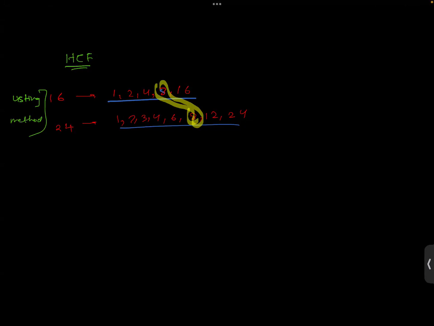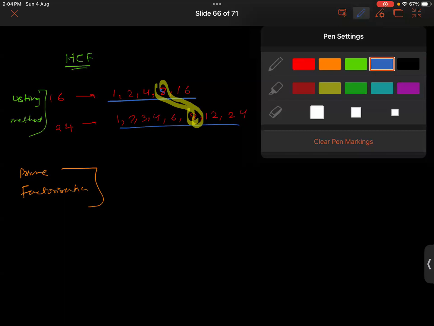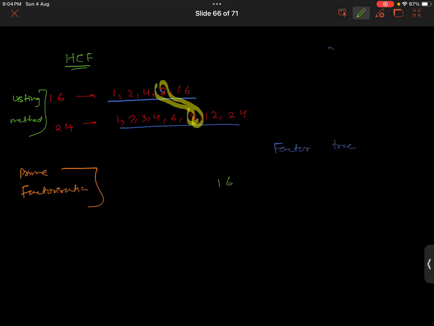Right. And there was one more method, the prime factorization method. We did learn about the factor tree method. In this, we have to write the prime factors of 16 and 24. So 16 we can break down as 2 times 8. 8 can be further written as 2 times 4. 4 can be further written as 2 times 2. So we have broken it down as the product of prime numbers.